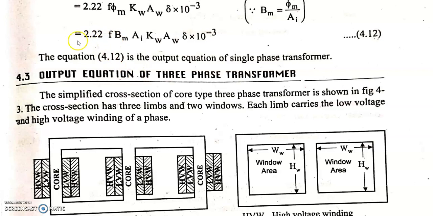So we are getting 2.22 as the factor in this equation. Actually two limbs are there in a single phase transformer. Two limbs will be there in the core, one for primary winding and another for secondary winding.